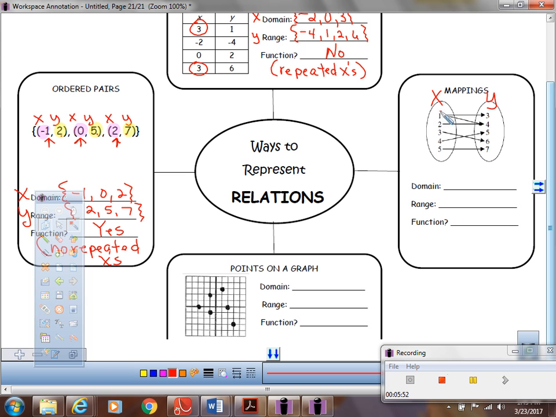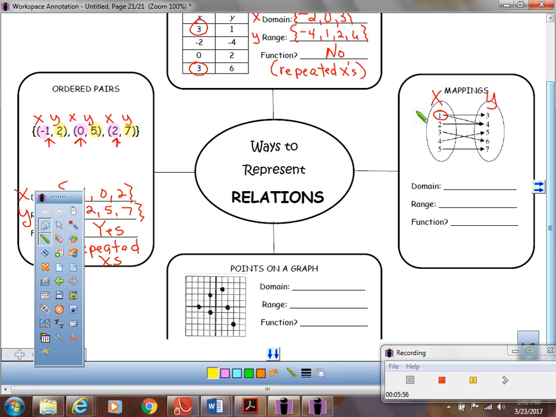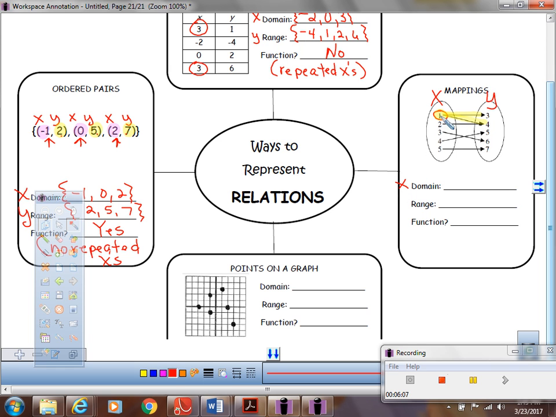So right away, you can tell, hey, I have repeated X's right there. That 1 is there twice. So there's no way that this can be a function. So already we're thinking ahead, that's good. Now, what is your domain? Well, these numbers. So you just basically list them, right? So what are they? 1, 2, 3, 4, 5. And they're already in order and everything.